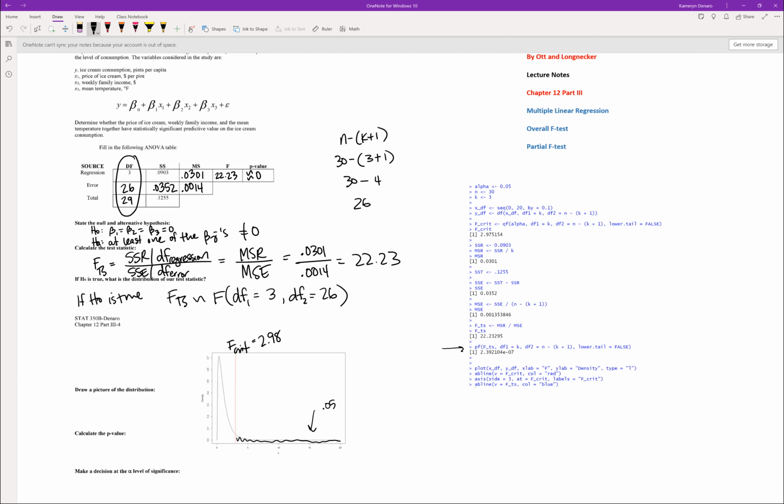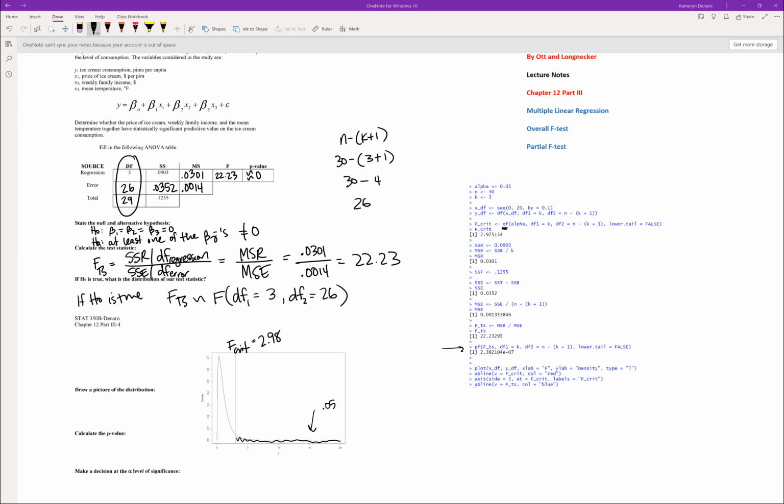All right, so essentially we used the QF, which says, tell me the critical value under the F distribution where the area to the right is 0.05, the degrees of freedom 1 is k, degrees of freedom 2 is n minus k plus 1. Give me that upper tail, being 0.05 in the upper tail. All right, you can also use a table to get this critical value if you prefer.